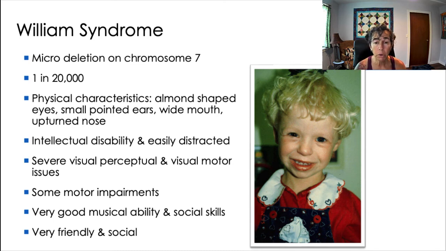There are also some motor impairments, but very interestingly, there's a couple strengths in kids with Williams syndrome. One is that they have extremely good musical ability and social skills, and they're also very friendly and socialize very well and easily. So this musical ability is kind of crazy and cool, and very engaging. And so when a child is very engaging, that's awesome, right? It's a strength, but it also can kind of enable them to compensate for some of these more frank deficits.